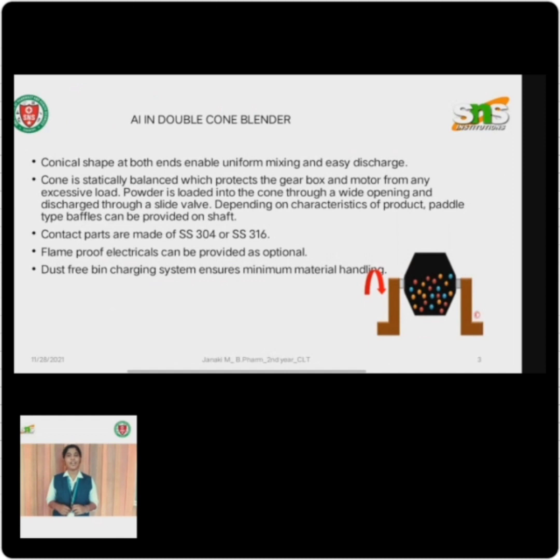Artificial intelligence in double cone blender. It consists of two cone-shaped sections for uniform blending, and it is easily dischargeable. The cone is statically balanced, which protects the gearbox and motor from any excessive load. Powder or material to be blended is inserted into the cone through a wide opening. The contact parts are made of SS304 or SS316. It produces a homogeneous solid-solid mixture. This equipment involves axial mixing as the powder moves in different sections.